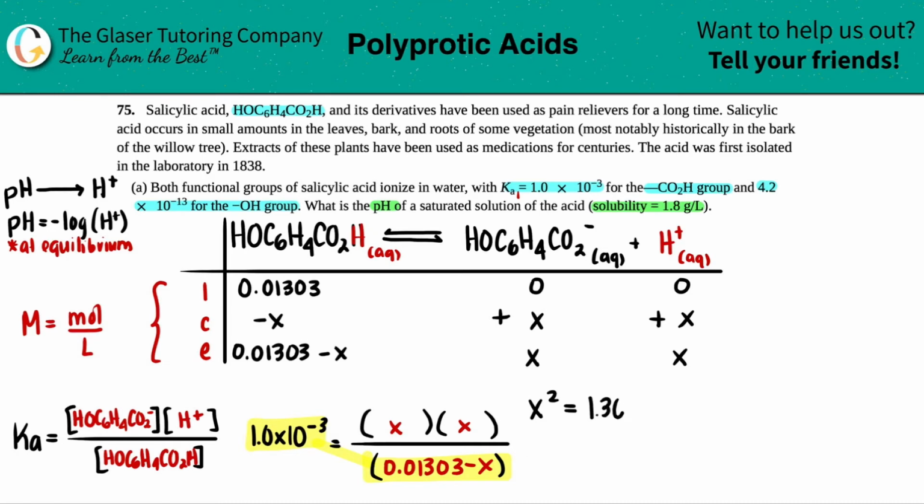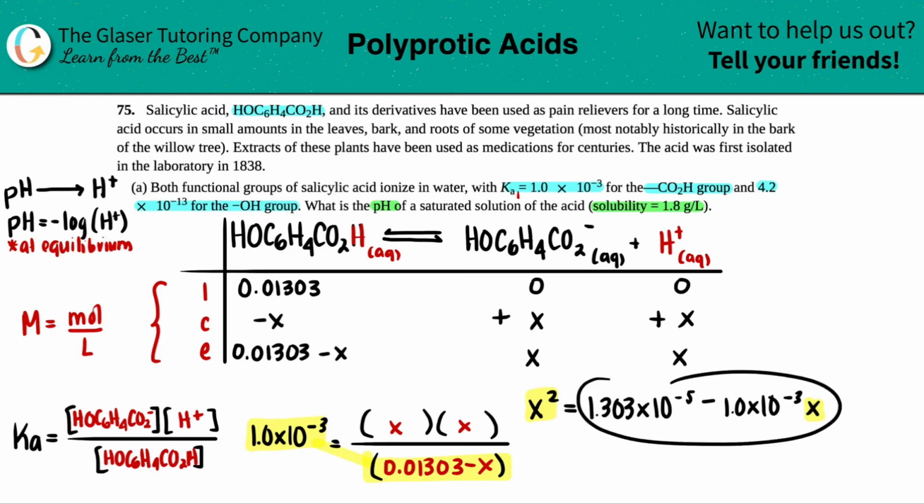So 1.303 times 10 to the negative fifth minus 1.0 times 10 to the negative third x. And here is the problem because I have an x squared and I have an x. That's the quadratic formula. So what we're going to do is remember with the quadratic formula, you get everything over to one side. So I can just plus 1.0 times 10 to the negative third on both sides.